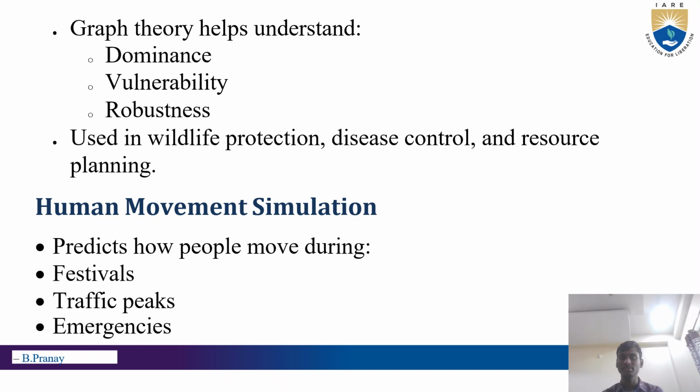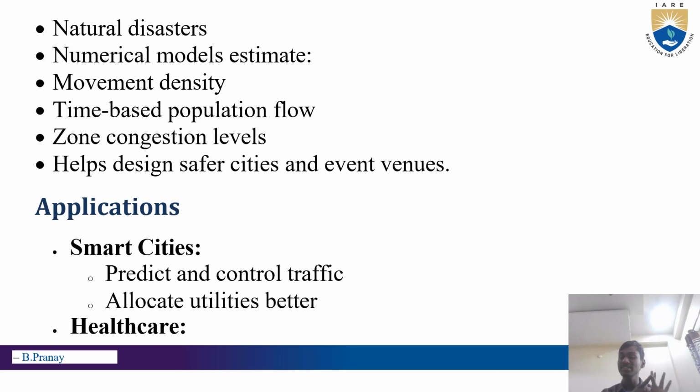to bring the pandemic to a control. Human movement simulation: how humans are moving during festivals, the migration during festivals from city to town or city to village, for traffic peaks, emergencies like ambulance, natural disasters during cyclone, during tornadoes, during volcano bursts. Numerical models estimate movement density, time-based population flow, zone congestion levels, and help design safer cities and event venues.